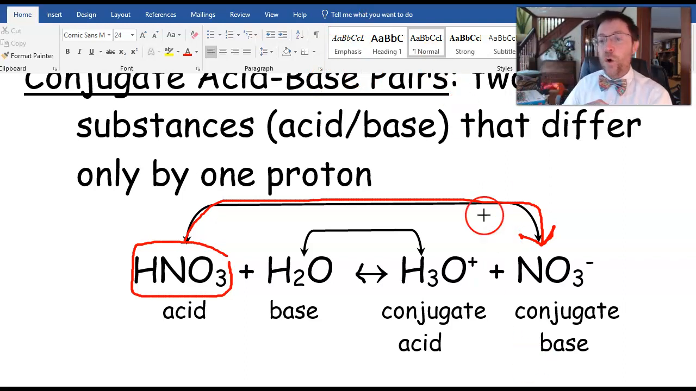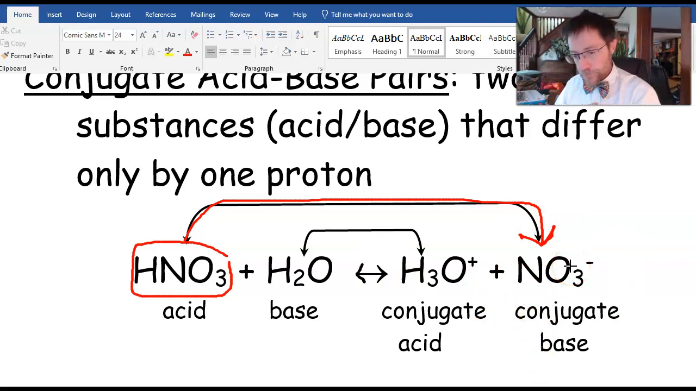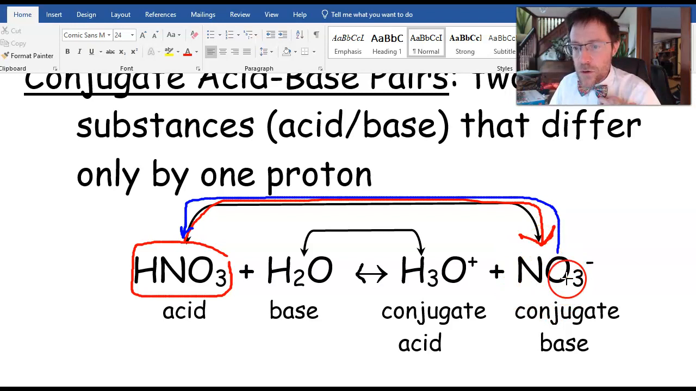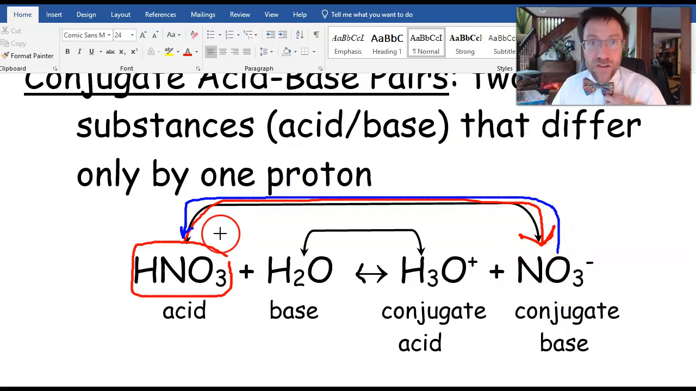Now conjugate can only be over here on the product side. And we're calling it conjugate because it's on the product side. And we're going to call it a base because in this case, when this reverse reaction happens, this NO3 turns back into HNO3 and in the process absorbs a hydrogen, acting just like a base, because that's what bases do. They absorb a hydrogen. So can you see how this NO3 absorbs a hydrogen to turn into HNO3, right? It starts with no hydrogens, it ends up with one more.